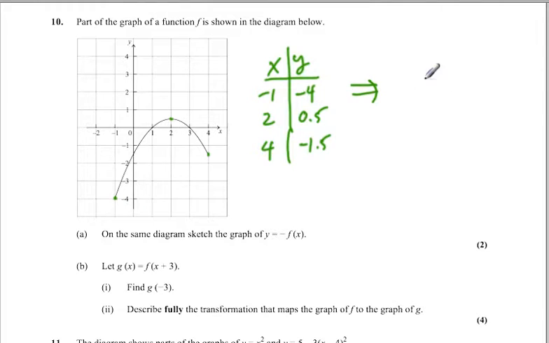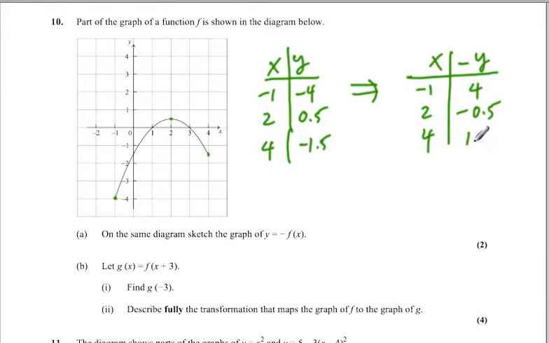So if I transform it, remember it's negative f of x, so basically all the y's change because it's a reflection across the x-axis. So it's negative y. The x's stay the same. So it's (-1, 4), (2, -0.5), and (4, 1.5).